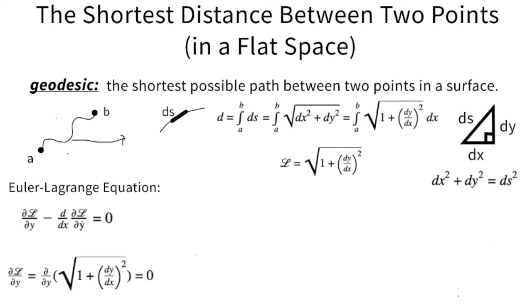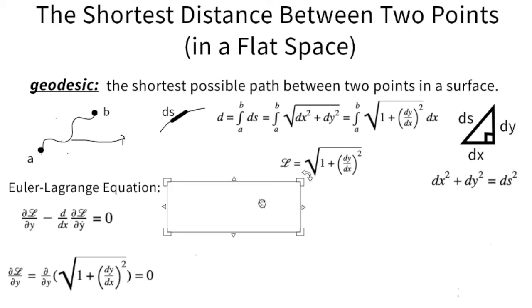Okay, dL/dy is the derivative with respect to y of the square root of 1 plus (dy/dx) squared. And since nothing here depends directly on y, it only depends on dy/dx, which also depends on y, but there's no y by itself in here. So all of this is just a constant, so it's 0.